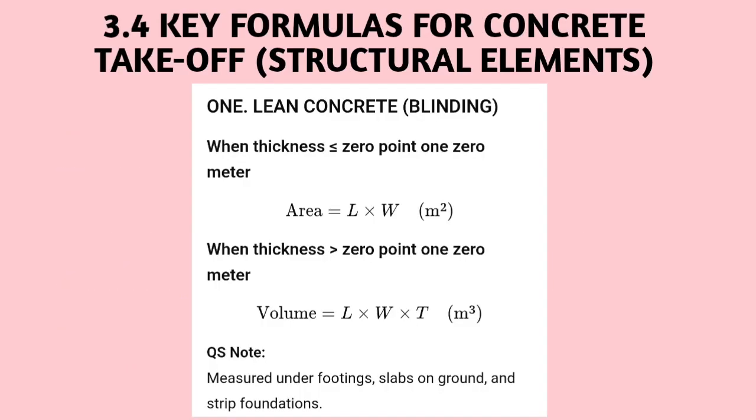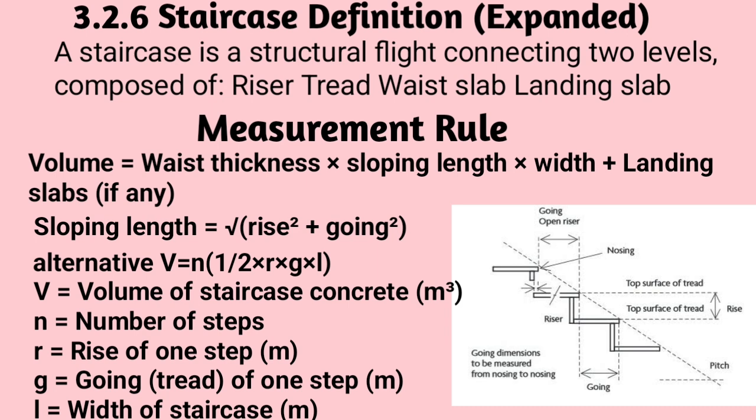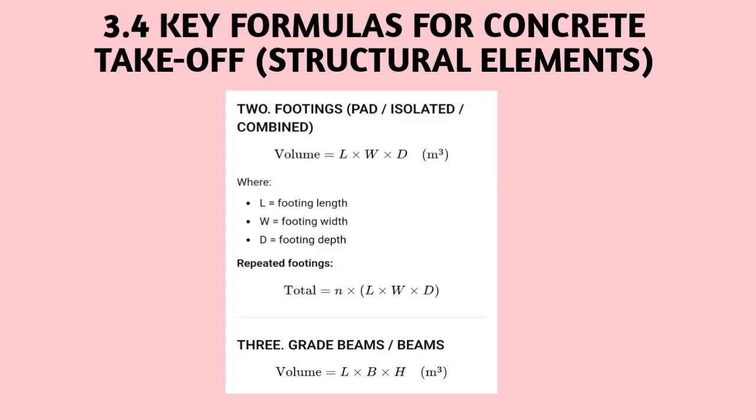Some essential formulas to remember. Volume of concrete, length times width times height. Sloping length of stairs, square root of rise squared plus going squared. Slab area, length times width, if thickness less than or equal to 0.10 m. Column volume, area of cross-section times height. Grade beam volume, width times height times centerline length.